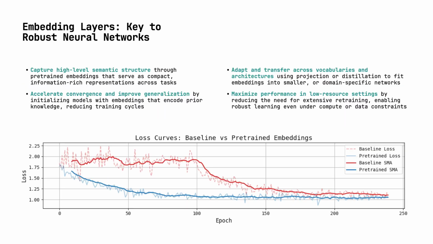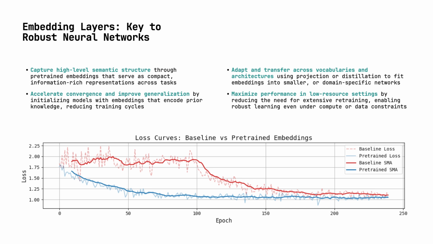Pretrained embeddings encode distributional patterns into compact, semantically meaningful vectors that can be reused across tasks, domains, and model architectures. By initializing models with these embeddings, training becomes more data efficient, especially in low-resource or compute-constrained scenarios. Techniques such as projection, alignment, and distillation enable adaptation to new vocabularies, dimensions, or model scales. As neural architectures become more modular and specialized, embedding pretraining continues to serve as a scalable method for transferring prior knowledge and improving generalization across diverse applications.